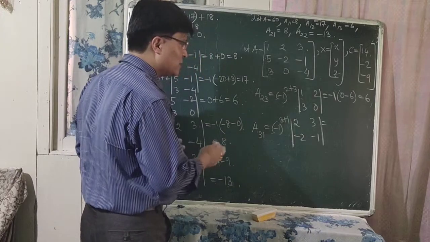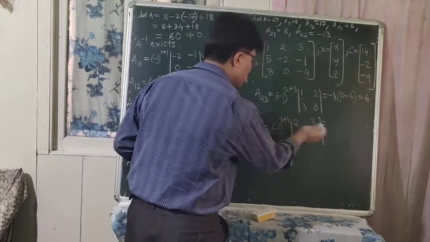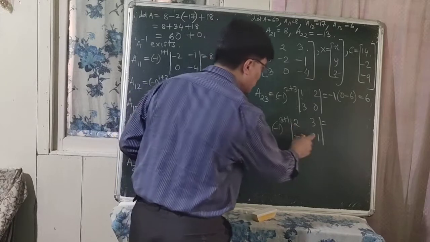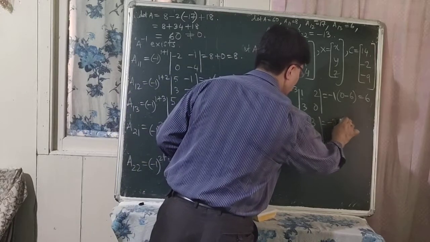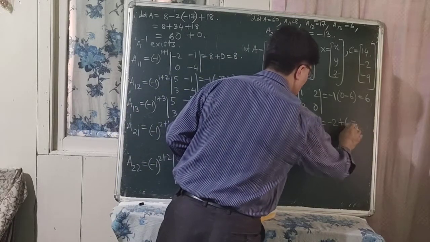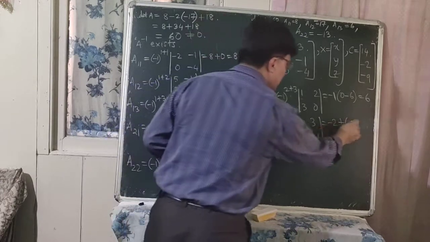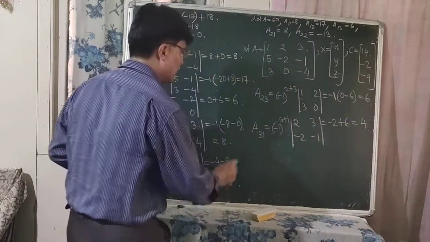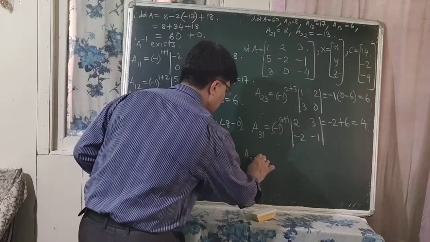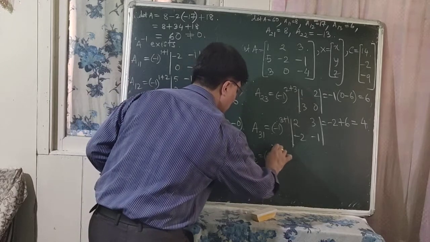You can expand this determinant. So minus 1 whole to the power 4 is plus 1. Usually we don't write it. 2 into minus 1 is minus 2, then plus 6. Minus 2 plus 6, that is 4, right? Then comes A32, minus 1 whole to the power 3 plus 2.